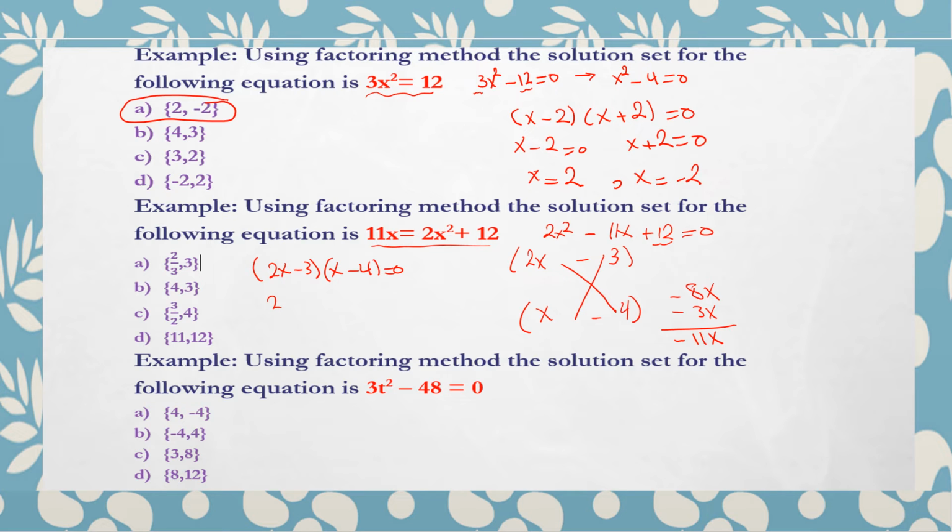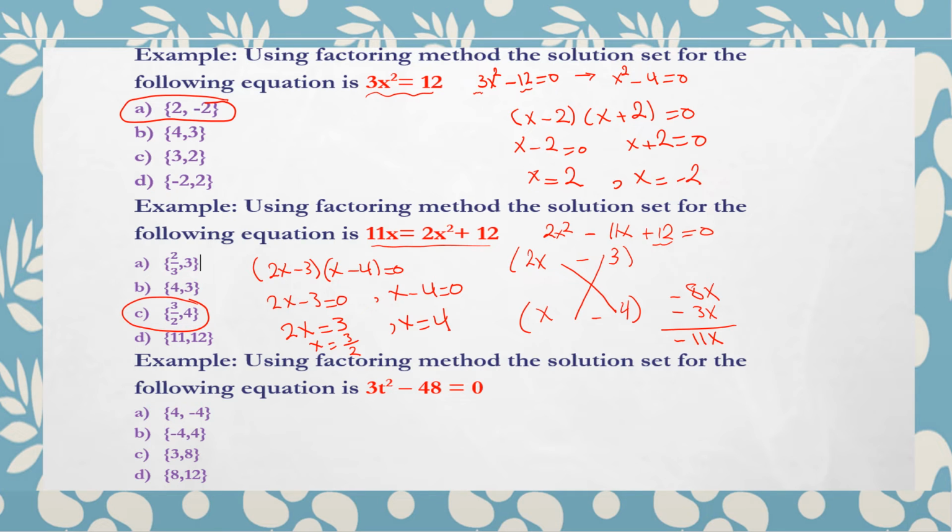So 2x minus 3 equals 0, and x minus 4 equals 0. So 2x equals 3, so x equals 3 by 2, and x equals 4. So the solution set is 3 by 2 and 4, and the correct answer is C.